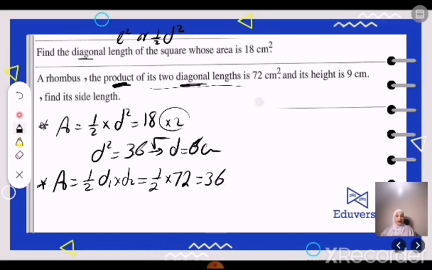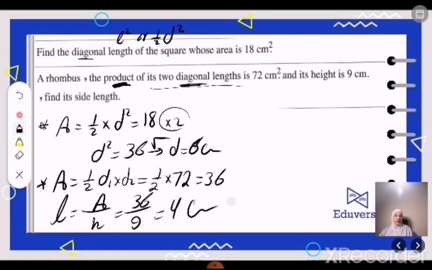Okay, now I know the area, and the height is 9. How to get the side length? Okay, the length will be the area divided by the height. So it will be 36 divided by 9, which equals 4 centimeters. Of course, the area here is square centimeter. And that's all for this part here, the square and the rhombus.